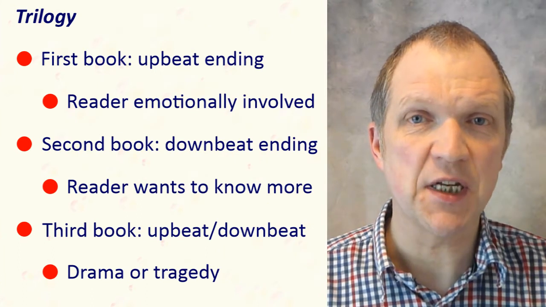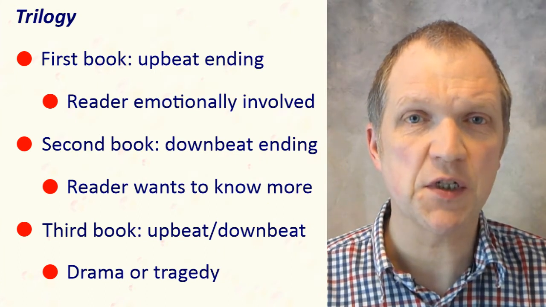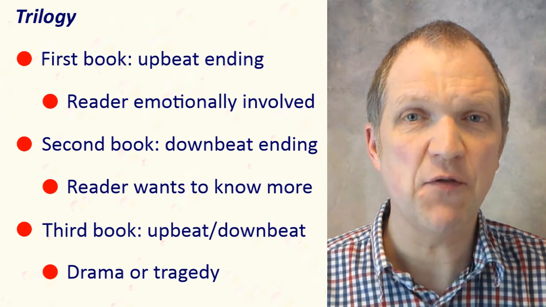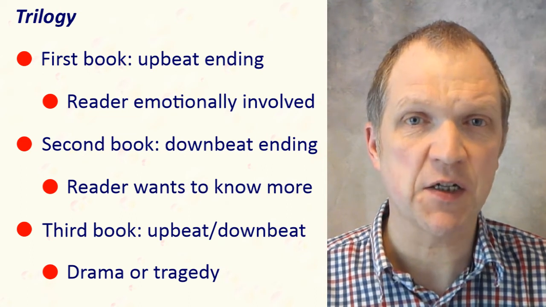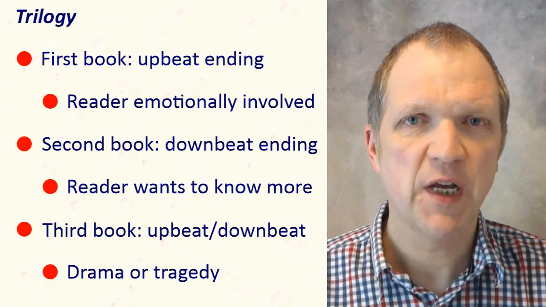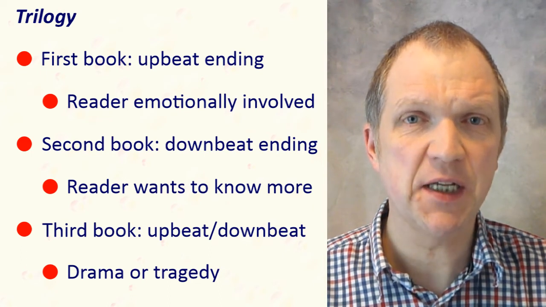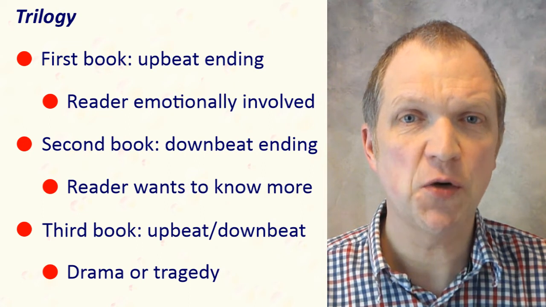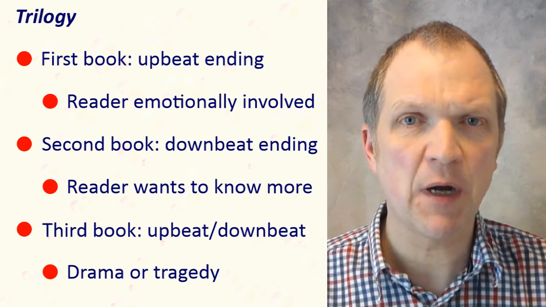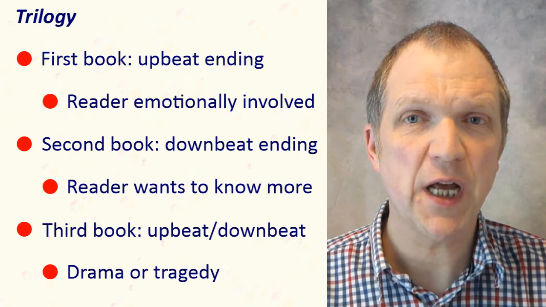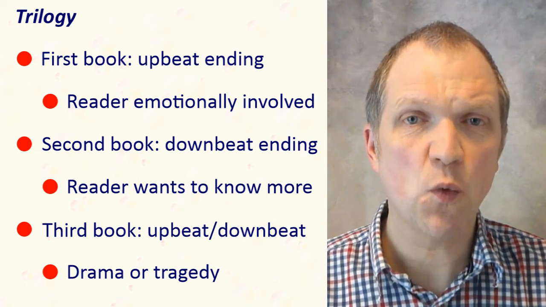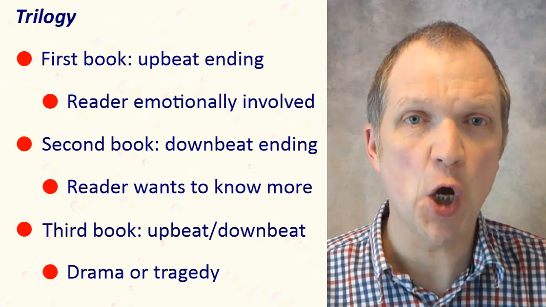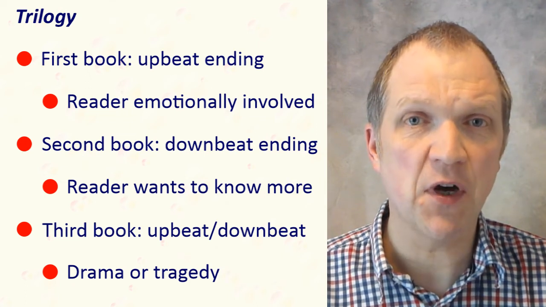An exception to this is if your book is part of a sequence, for example a trilogy, where the evolution of your main character or characters spans multiple books. In this case, the first book still needs an upbeat ending so that the reader becomes emotionally connected to your main character and wants to read more about them. However, the second book should end on a downbeat because your reader now cares about this character and wants to read the third book to see how they overcome their difficulties and to discover what happens to them.